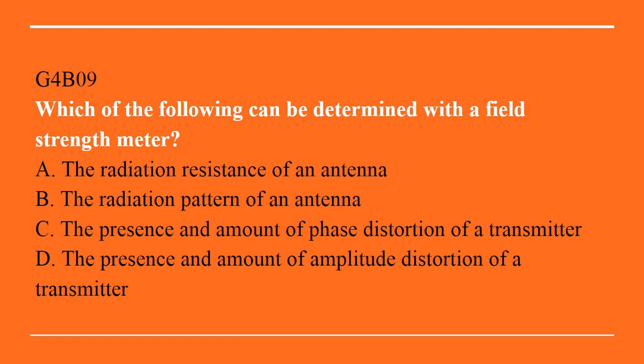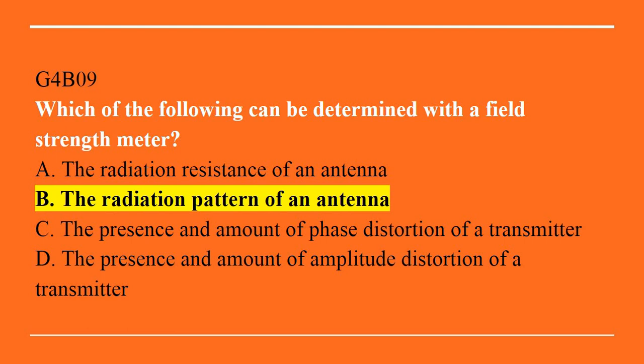G4B09, which of the following can be determined with a field strength meter? A, the radiation resistance of an antenna. B, the radiation pattern of an antenna. C, the presence and amount of phase distortion of a transmitter. Or D, the presence and amount of amplitude distortion of a transmitter. Answer is B, the radiation pattern of an antenna.